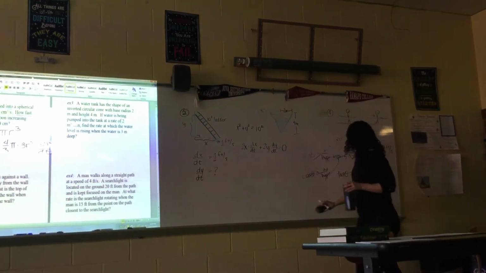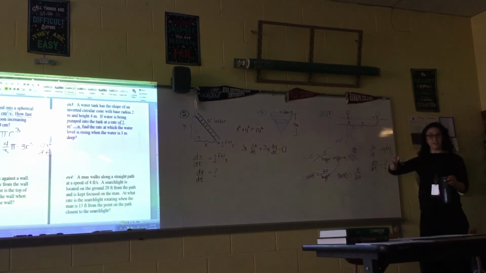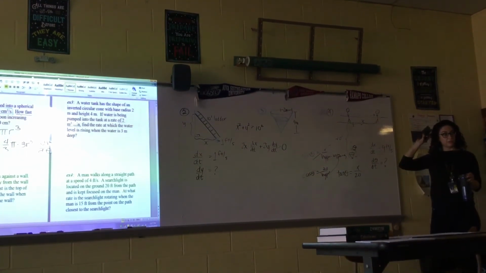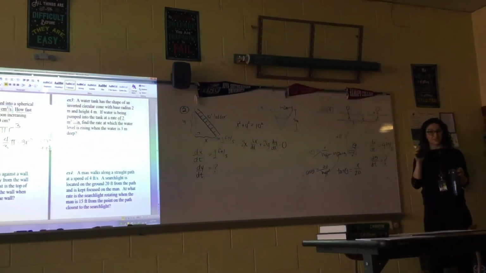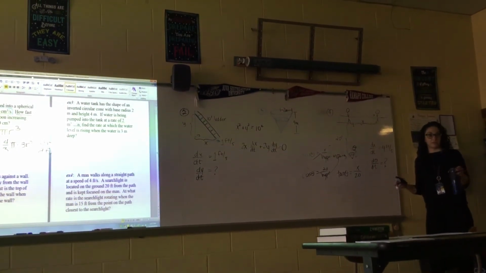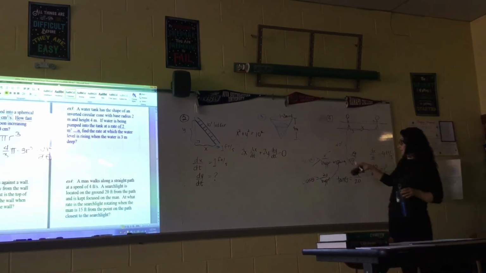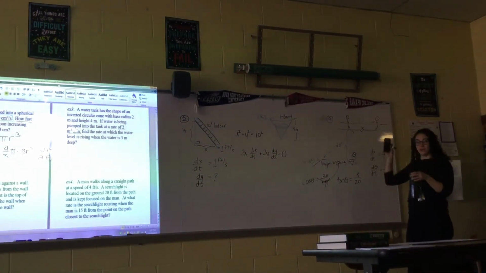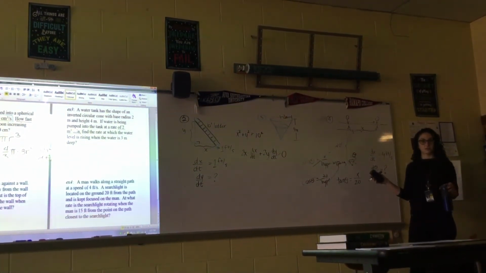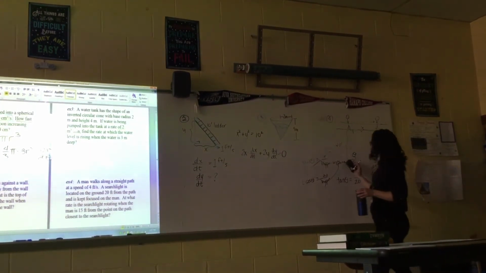When you have an angle involved, you're going to need trig. You have to pick the trig based on the information you're given. Sometimes sine's going to work, sometimes cosine's going to work, sometimes tangent's going to work. It's all about the particular situation. Okay, you guys are with me?